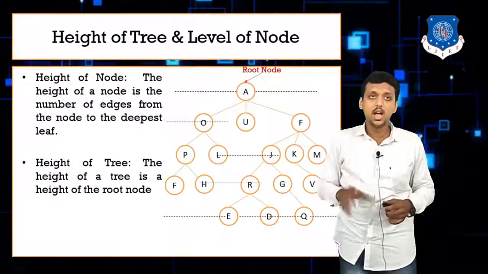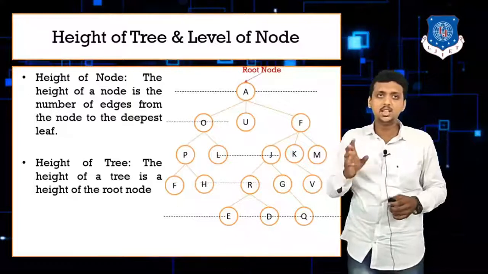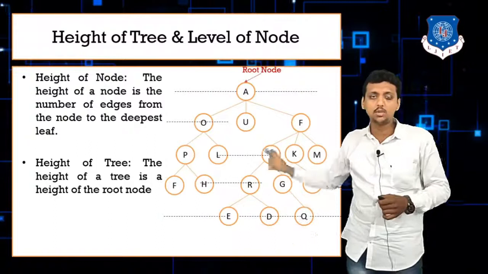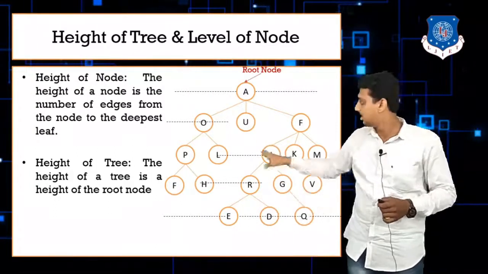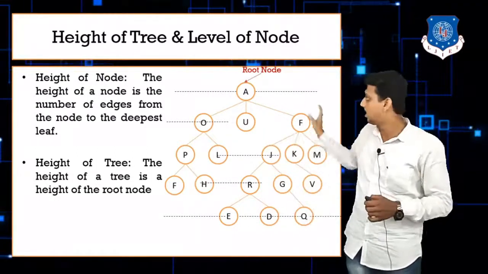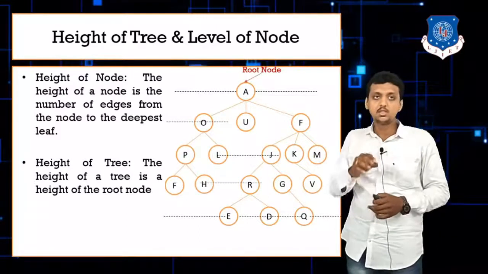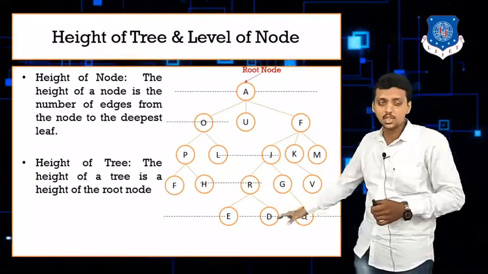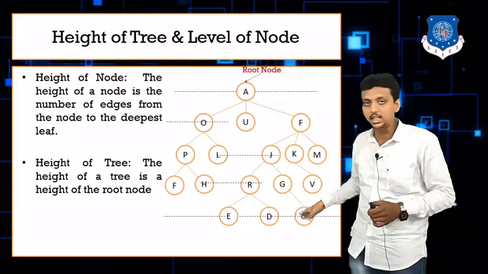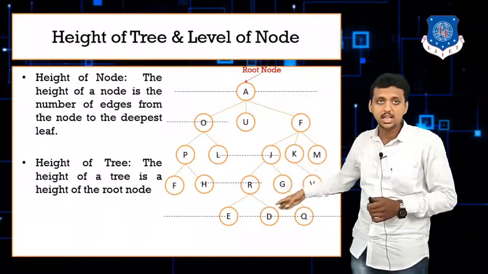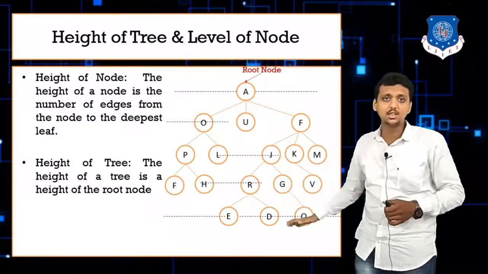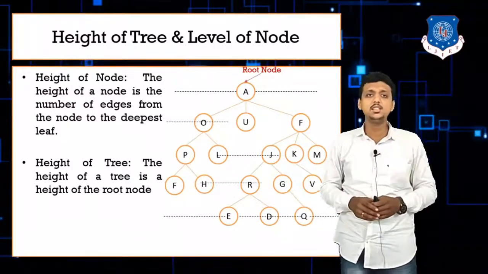Okay, so height of a node is the number of edges from the bottom, or from the deepest leaf node of the tree. Fine. So let me calculate how. If we talk about the leaf nodes E and D, students, the height of E and D is 0.